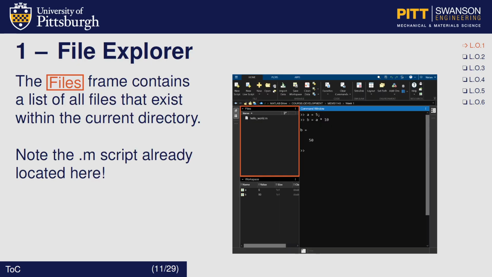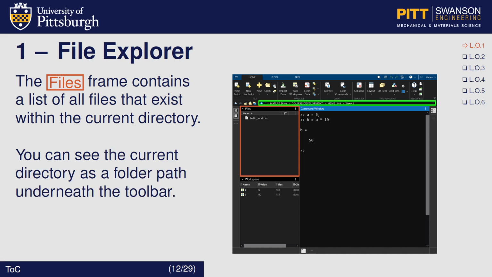The Files frame contains a list of all files that exist within the current directory. Take note of the .m script that is already located in this frame. You can also see the current directory as a folder path underneath the toolbar.